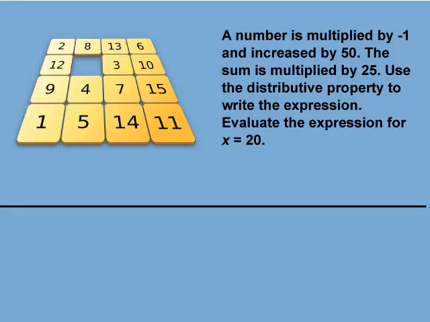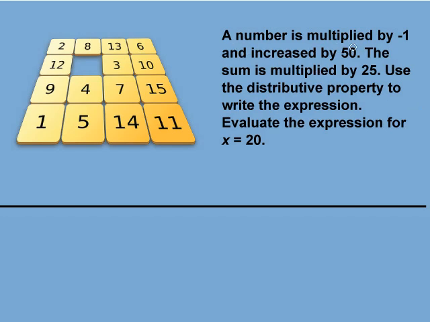A number is multiplied by negative 1 and increased by 50. The sum is multiplied by 25. Use the distributive property to write the expression. Evaluate the expression for x equals 20. This is an example of converting words into an algebraic expression. Let's start with this part.